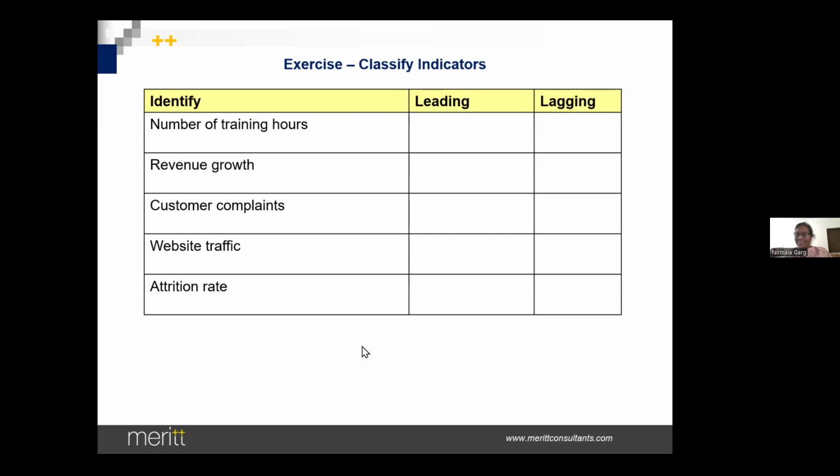Attrition rate. Who said lead? How can it be lead? Attrition rate is the outcome. The HRBP attrition rate will be a KRA. So what actions will you take to reduce attrition? I hope everybody is clear.